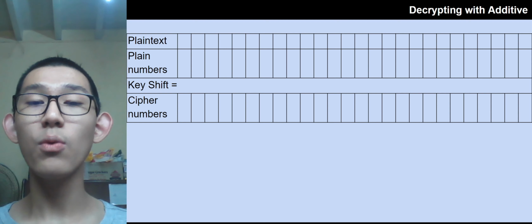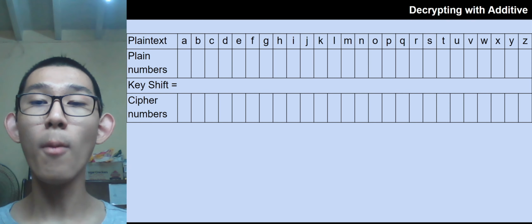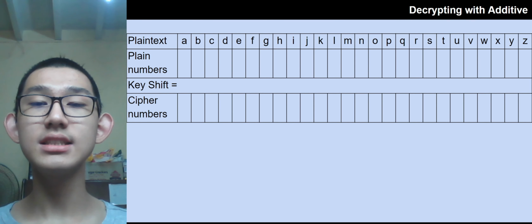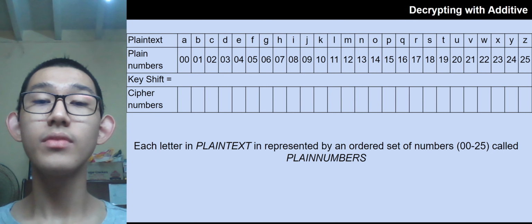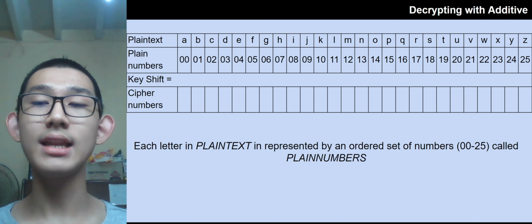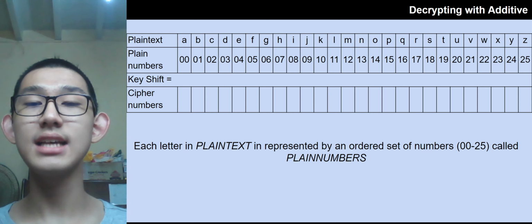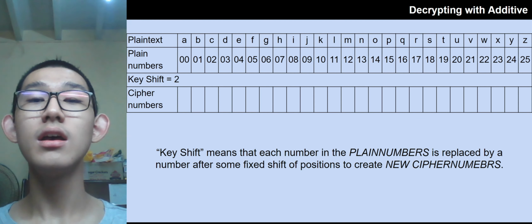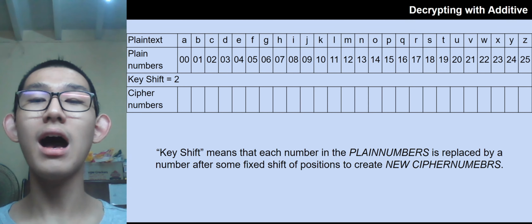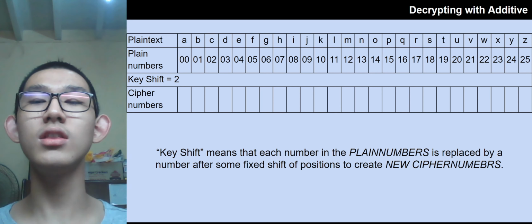So we have a cipher table with columns and rows. We populate the first row with plain text, in this case the alphabets from A to Z. Then we populate the second row with the plain numbers. Each letter in plain text is represented by an ordered set of numbers 0 to 25 called plain numbers. Key shift means that each number in the plain numbers is replaced by a number after some fixed shifts of position to create new cipher numbers.